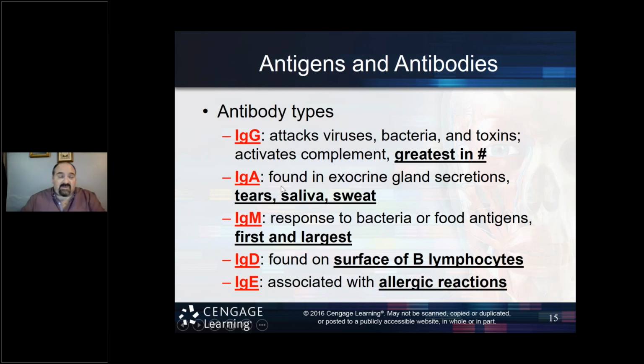IgA, I mentioned to you that they're present in the tears, saliva, sweat. In the secretions, you could say IgA. IgD is found on the surface of B lymphocytes, and IgE is associated with allergic reactions. So please know, I won't ask you to pick them out, but know that the IgM are the largest, and shows up when being tested for active disease. Yes, correct.